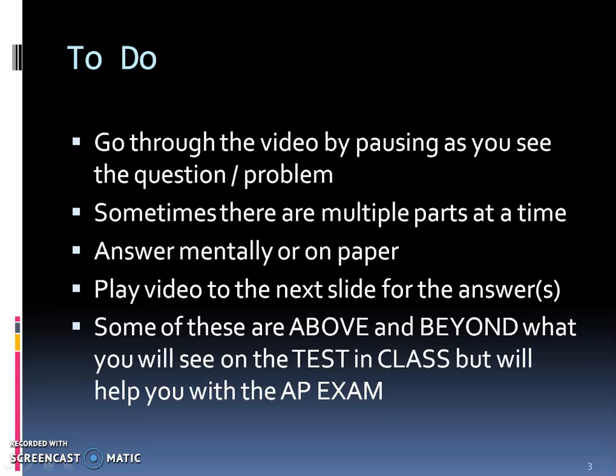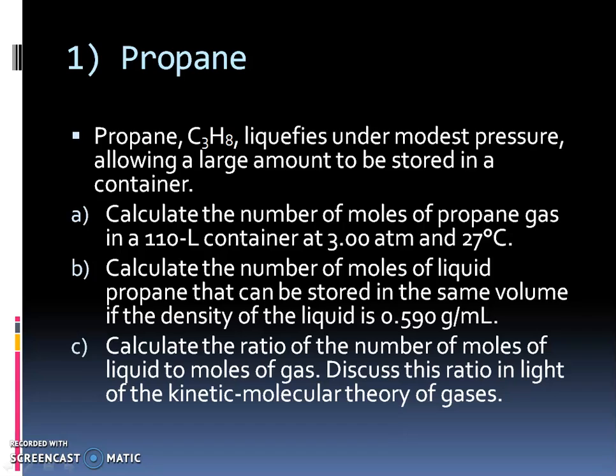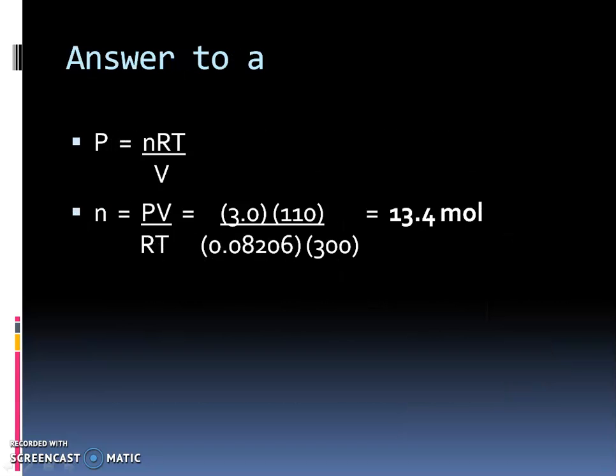in your AP exam. So number 1, propane, another organic compound. Again, this is why we did chapter 24 first. All right, so continue on. So hopefully you paused and you got some numbers. Looks like we're calculating lots of things here. So answer to A.